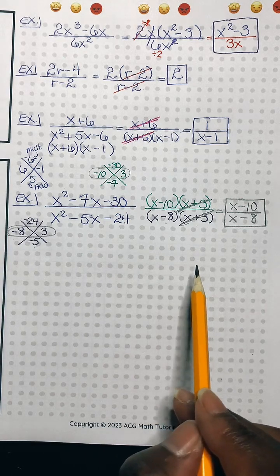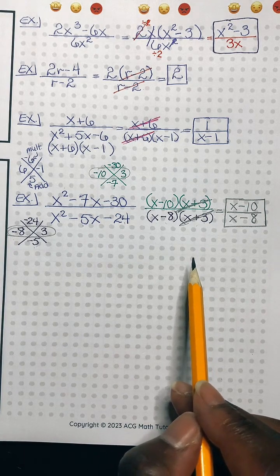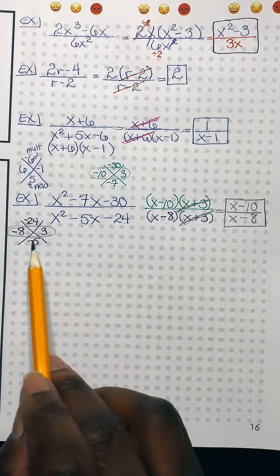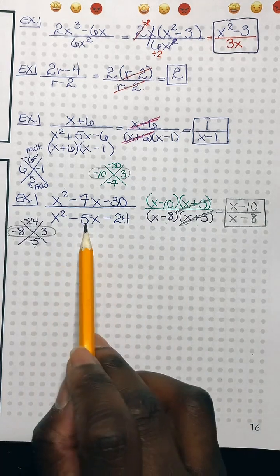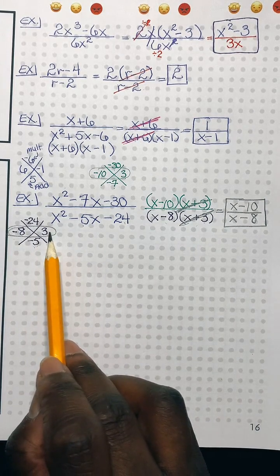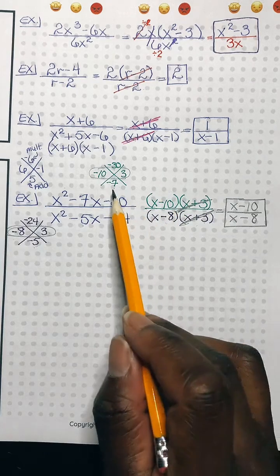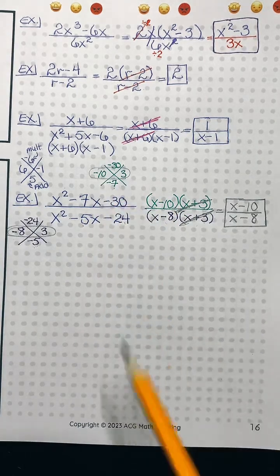What happened to the negative 5 and the negative 7? Well, they add together to get my middle terms. So the negative 5, we did the negative 8 plus 3. For me to get the negative 7, it's replaced with the negative 10 and 3.